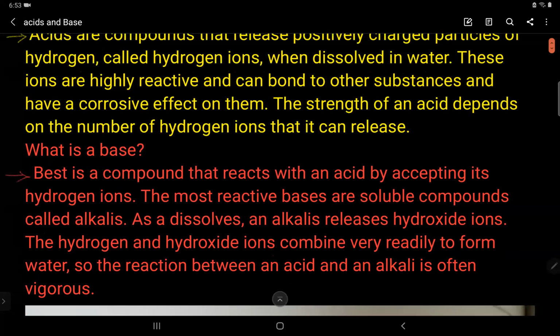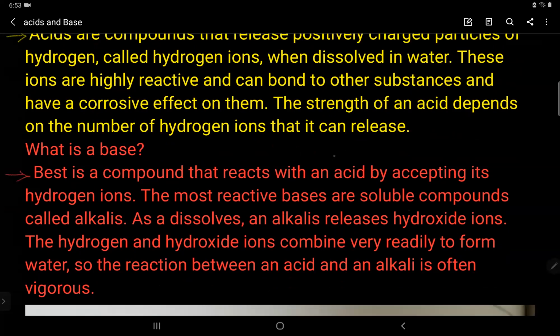Now let's see what is a base. A base is a compound that reacts with an acid by accepting its hydrogen ions. The most reactive bases are soluble compounds called alkalis. As it dissolves, an alkali releases hydroxide ions. The hydrogen and hydroxide ions combine very readily to form water, so the reaction between an acid and an alkali is often vigorous. I'm so sorry to write best here, but it should be base.